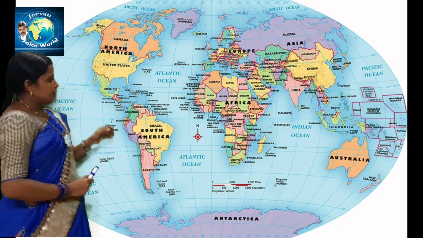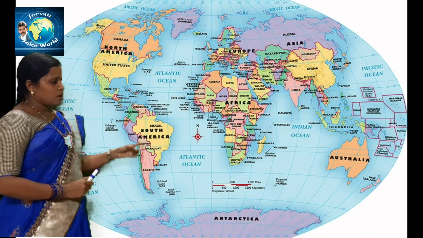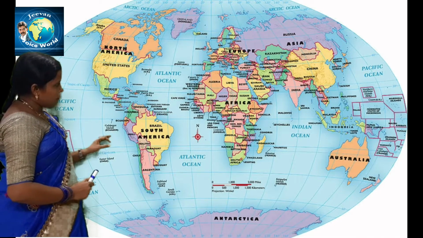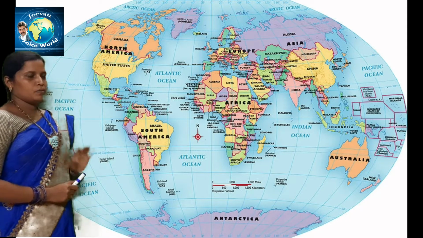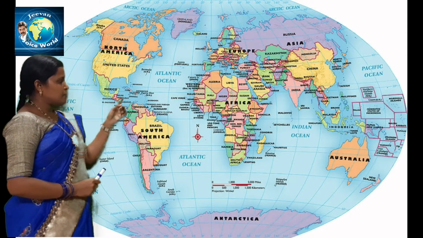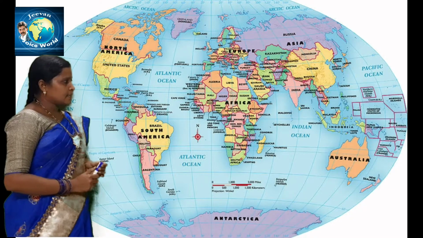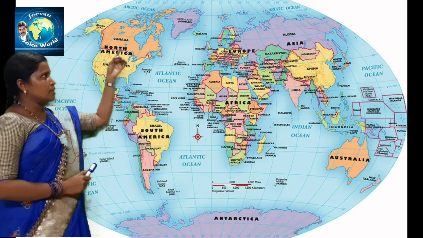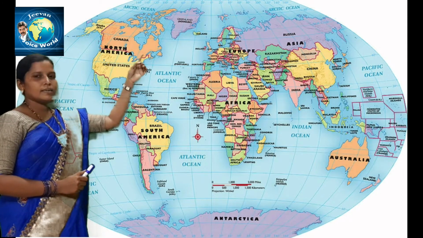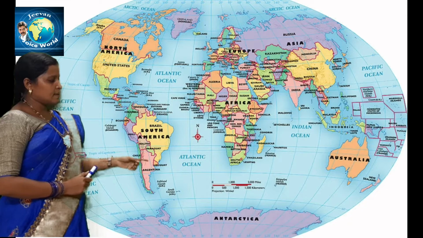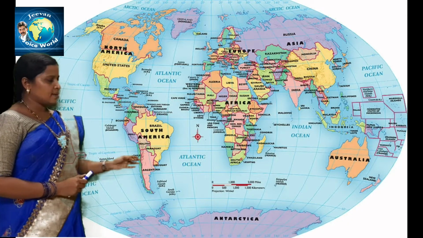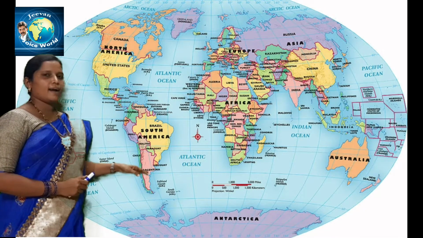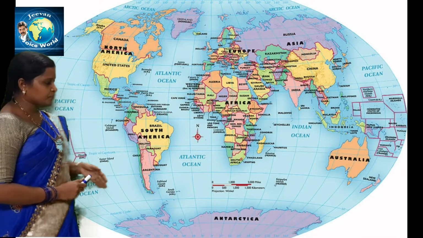Next, the blue color shows water bodies. In this map we observe the 5 great oceans. One is the Pacific Ocean, second the Atlantic Ocean, third the Indian Ocean, fourth, at the top of the world map, the Arctic Ocean, and fifth is the Antarctica Ocean. The Antarctica Ocean is also called the Southern Ocean.